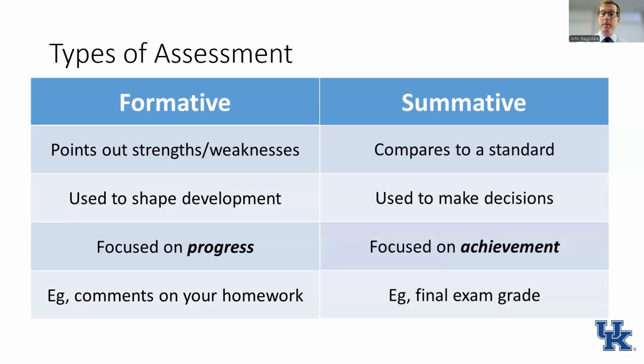Versus summative is comparing to a standard. We're saying, is the student at this standard or not? And so then we can use summative assessment to be able to make decisions. Has the student passed the course? Are they ready to graduate? Are they ready to move on to the next level? So summative assessment is really focused on achievement. And the analogy here is the final exam grade. Did you, at the end of all of this work in this course, pass the course or not? Did you earn those credits? Do you get to move on to whatever's next?